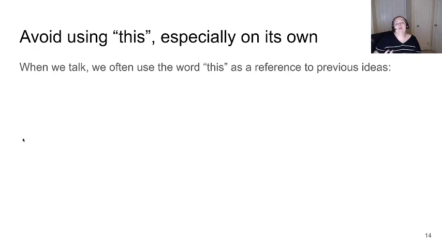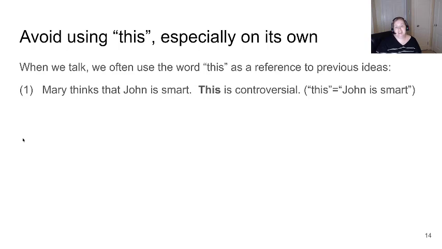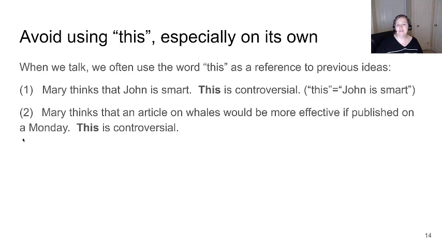So when we talk, we often use the word this as a reference to previous ideas. It's a pronoun, right? It replaces a previous thing. Such as, Mary thinks John is smart. This is controversial. So in this case, the thing that's controversial is John being smart, okay? So we know what this refers to in this example.